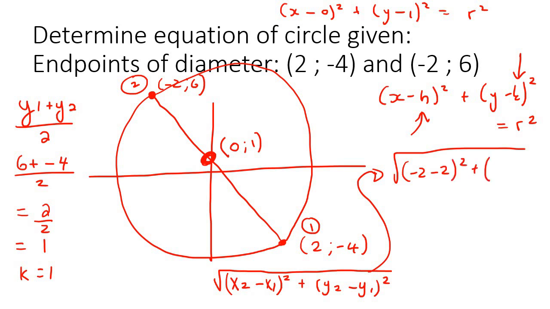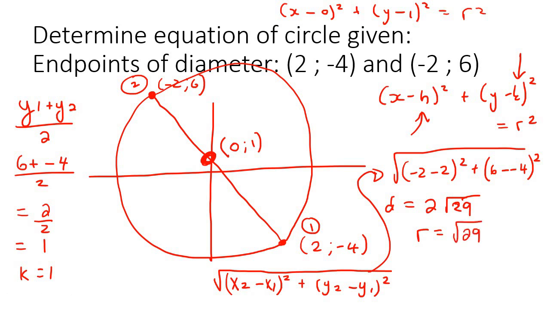Then we take the y value of point number 2, which is a 6, and then the y value of point number 1, which is negative 4. Then we go ahead, type that all in on the calculator, and that's going to give you 2 square root 29. I wouldn't say use decimals, rather leave it like that. So that's the diameter. So the radius would be half of that. So divide that by 2 and you would end up with square root 29.